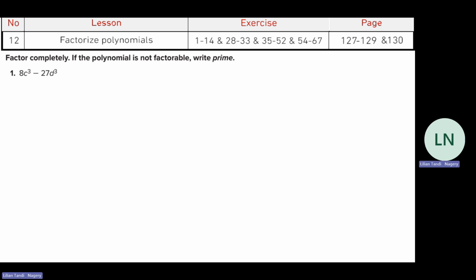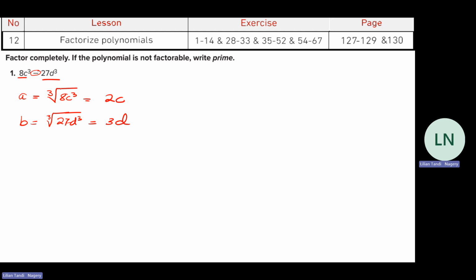Okay. When you're doing this question, you'll notice that 8 and 27 are cube numbers, and c cubed and d cubed are also cube values. So this is a difference of cubes because you're subtracting. Okay, so let's find a. a will be the cube root of 8c cubed, and b will be the cube root of 27d cubed. This should give you 2c, and this should give you 3d.